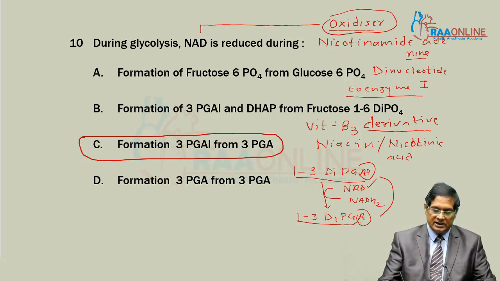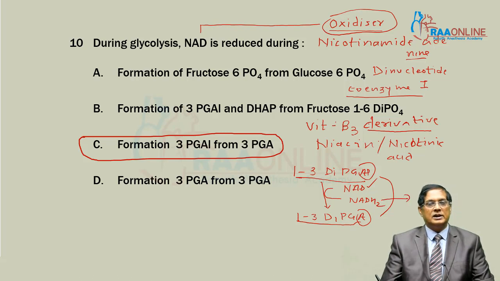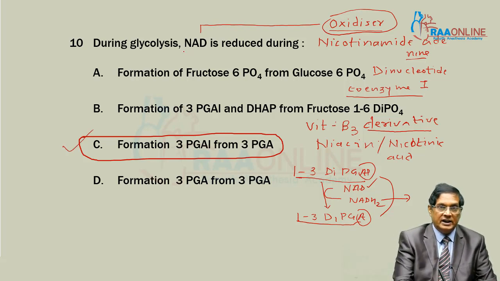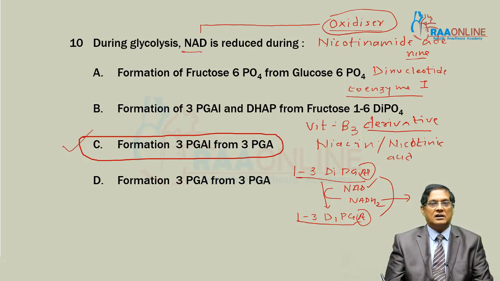Then this NADH2 is utilized only by the mitochondria. These H ions, that is protons plus electrons, are transferred to the electron transport chain for further processing. So the question is about the reduction of NAD. Oxidizers are reduced when they participate in any oxidation reaction.